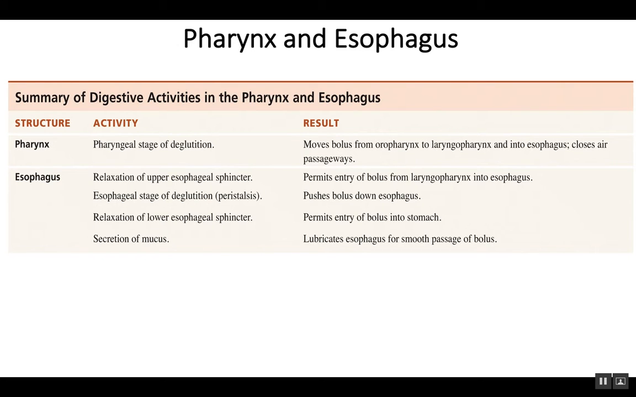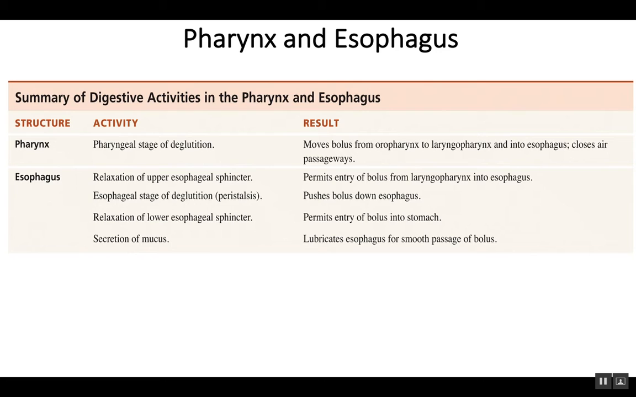Summary of digestive activities in your throat and esophagus. So the pharynx, or throat, is involved in swallowing the bolus, moving that bolus from the oral cavity into the oropharynx, to the laryngopharynx, and then finally into that esophagus. The esophagus is going to move the bolus using peristalsis until it enters the stomach.